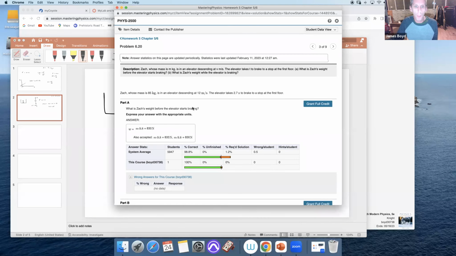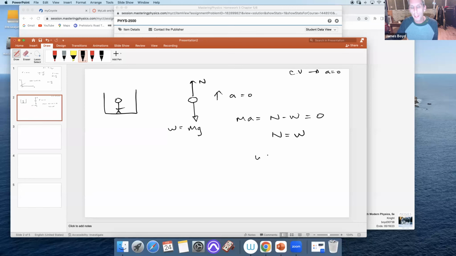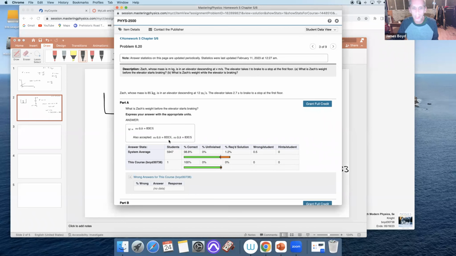And what is his weight before it starts braking? Well, if he's 85 kilograms, his weight is mg, which is 85 times 9.8. That gives us 833 newtons, around there. 830.